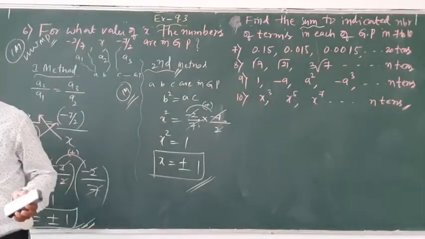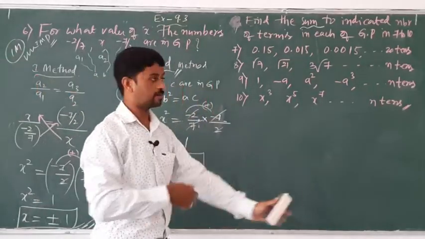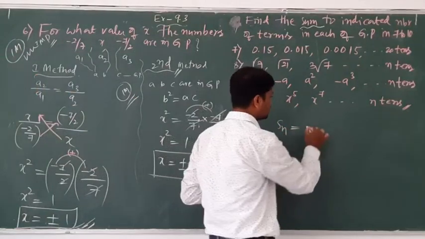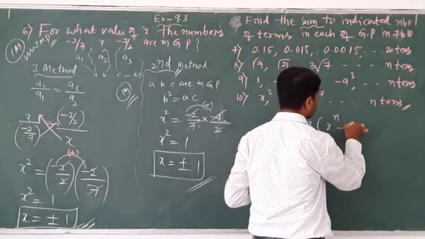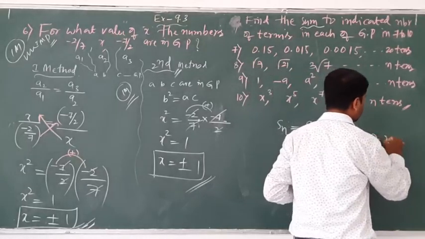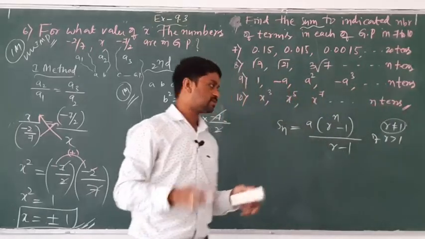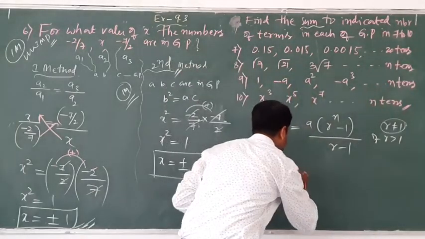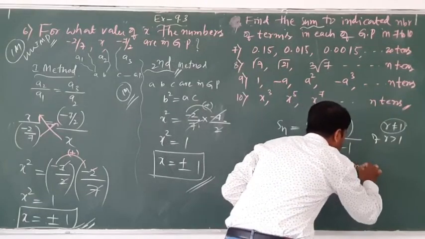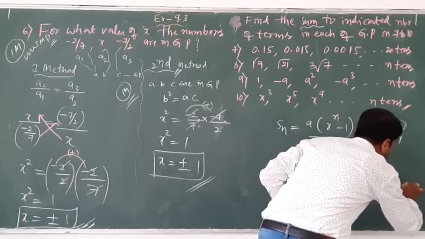Starting class already, will explain, and the proof is also given. Here, the sum of n terms of a GP is Sn equal to a into r power of n minus 1 divided by r minus 1, if r is greater than 1 or r is not equal to 1. Two formulas are there. Also Sn is equal to a into 1 minus r power of n divided by 1 minus r, if r is less than 1.